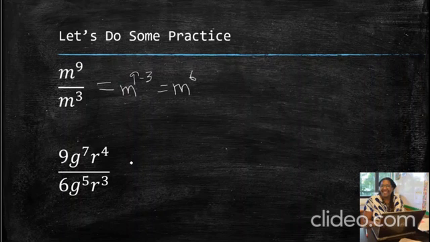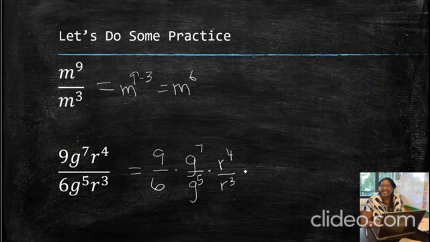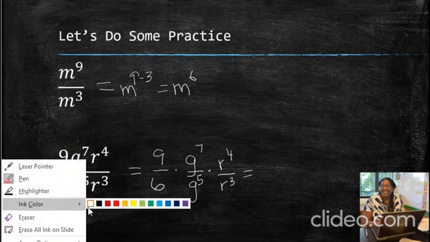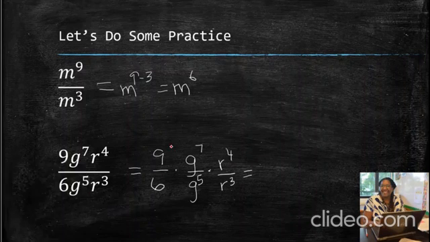Looking at the second example here, I'm going to separate this out into pieces that work for us. So first we put the coefficients together. This is the same as multiplying these, g to the 7th over g to the 5th, and now times r to the 4th over r cubed. Well, we see that 9 and 6 can both be reduced by 3. So we're going to reduce these two. Well, 9 divided by 3 is 3, and 6 divided by 3 is 2.